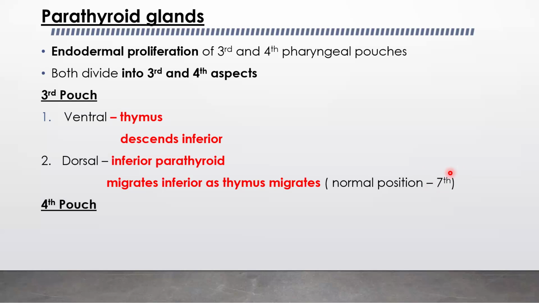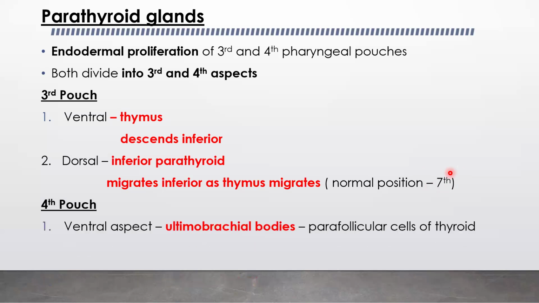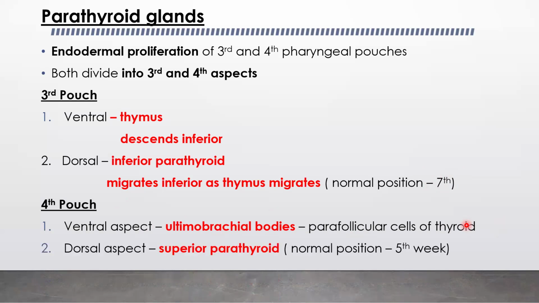What about the fourth pouch? The ventral aspect will give us the ultimobranchial body, which gives us the parafollicular cells of the thyroid, as you noted earlier. So the ventral aspect of the fourth pouch, the ultimobranchial body, gives us the parafollicular cells of the thyroid. What about the dorsal aspect? The dorsal aspect will give us the superior parathyroid gland, which reaches its normal position around the 5th week of development.